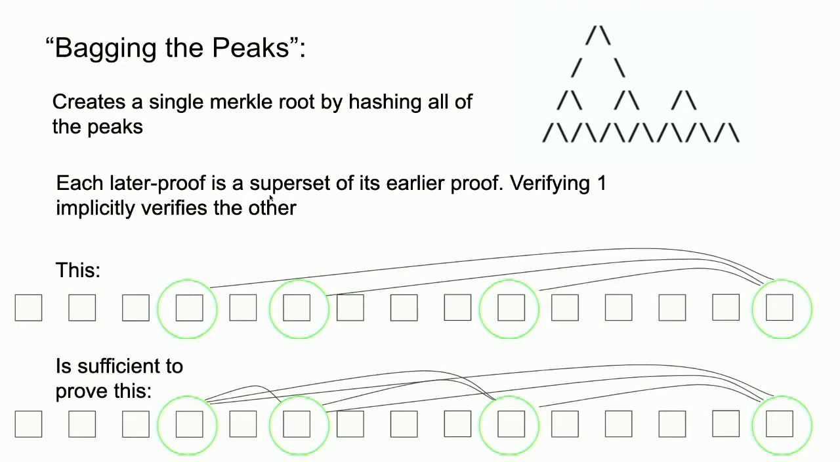Okay, so that's the bagging the peaks process. I'm just showing here that for the proof for the root, since there's multiple peaks there, the root is defined as the concatenation of all the peaks and then the hash of that.